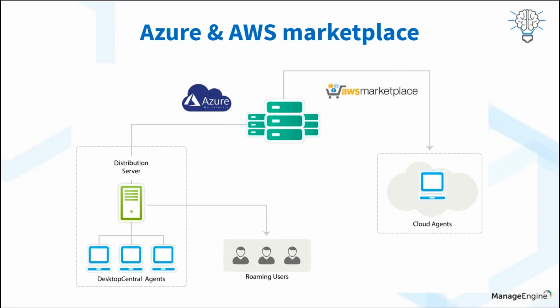If you have a distribution server for the cloud in your network, which will contact the AWS or Azure instance, your clients can be managed easily. You can also manage roaming users via your distribution server. If you host your application servers in the cloud, they can be managed directly from Azure or AWS.